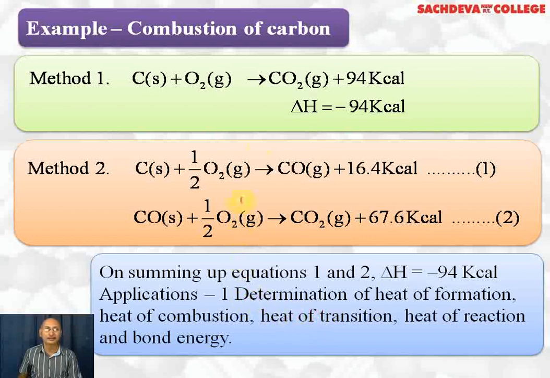Rather, this proves Hess's law, that whether a reaction takes place in one step or in several steps, enthalpy change remains the same. So, Hess's law applications are that it is used to determine the heat of formation of a compound, particularly for processes which are quite slow. It is also used to determine heat of combustion of a substance, heat of transition. Heat of transition means from one allotrope to another. Heat of reaction: there are many types of reaction, neutralization reactions or combination reactions. All types of reactions, their heat can be measured with the help of Hess's law. And bond energy also can be measured by using Hess's law.